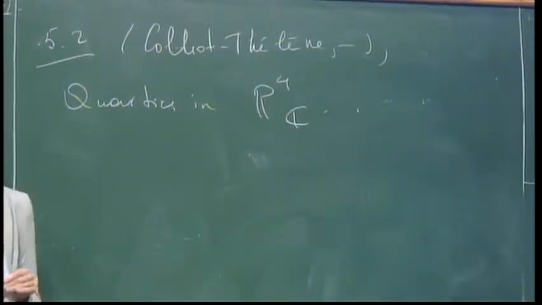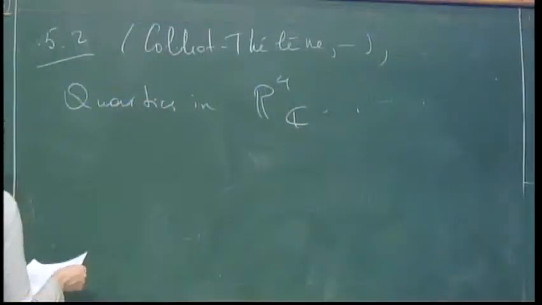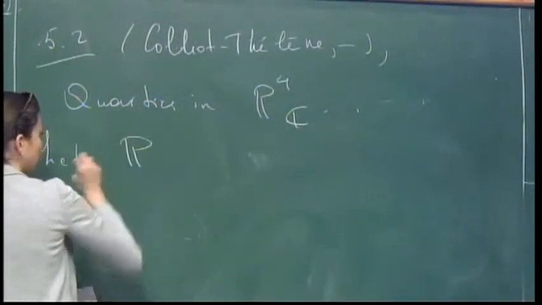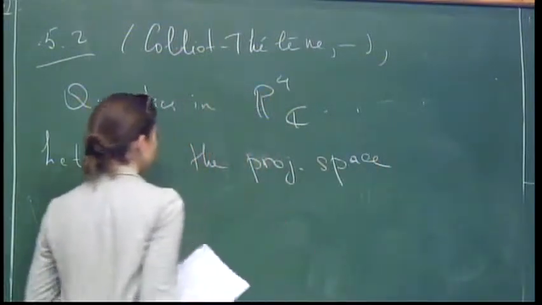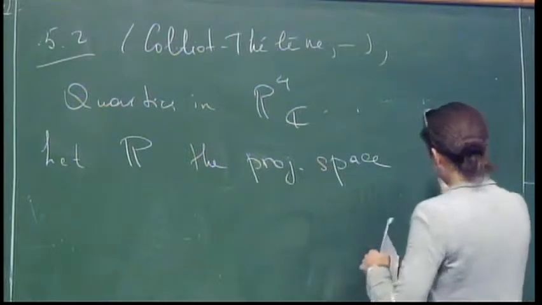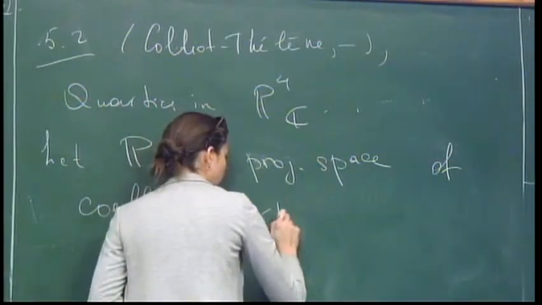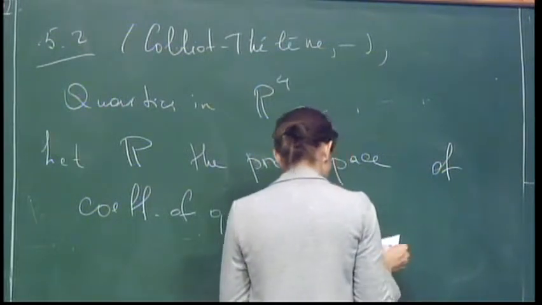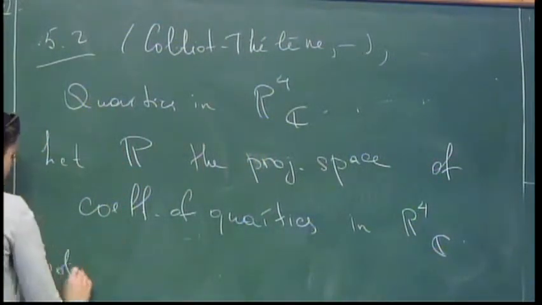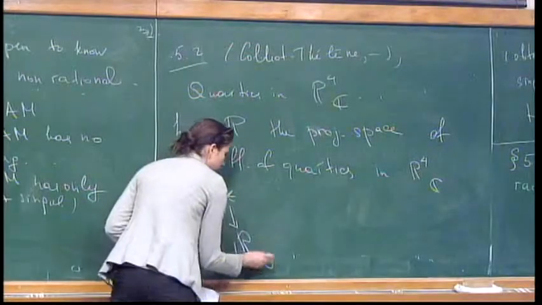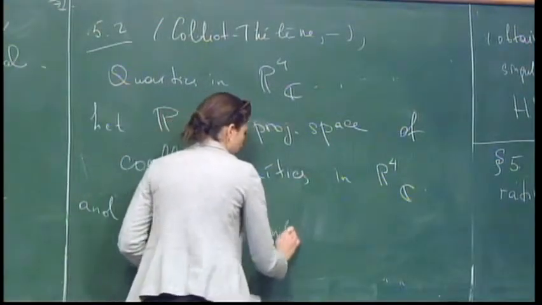So the coefficients of the quartic are parameterized by a projective space, right? You just have some coefficients to pick. So let me denote by P the projective space of coefficients of quartics, a projective space of dimension 4. An exercise is to compute the dimension. And now we have a family X over P. To a point you associate the corresponding quartic, the family of quartics.